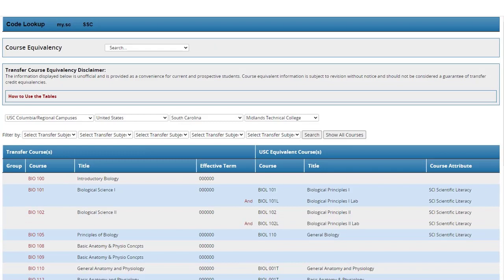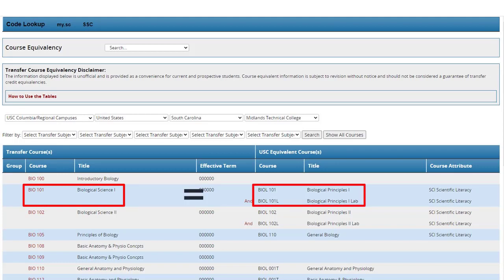For example, consider that you are planning to transfer to UofSC Columbia from Midlands Technical College. You took BIO 101 last year and want to know what that course equivalency is at UofSC. Using the Course Equivalency Table, you will find that BIO 101 at Midlands Tech is equivalent to BIOL 101 and BIOL 101 Lab at UofSC.